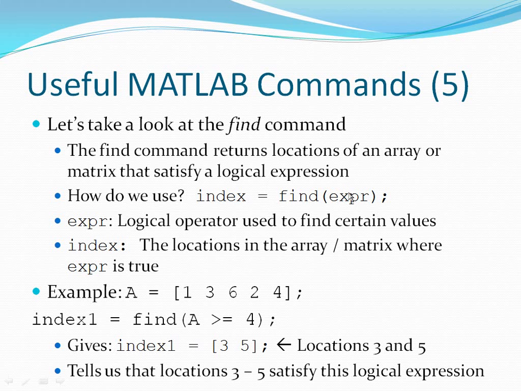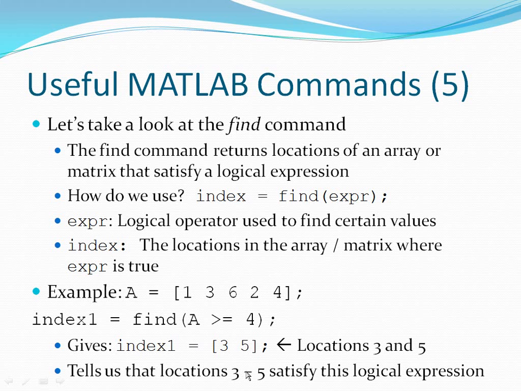So, for example, if I had an array, 1, 3, 6, 2, and 4. If I wanted to find all the locations that made the array greater than 4, it'll return location 3 and location 5, because these are both greater than or equal to 4. So this would give you those locations. That tells us that locations 3 and 5 satisfy that logical expression.